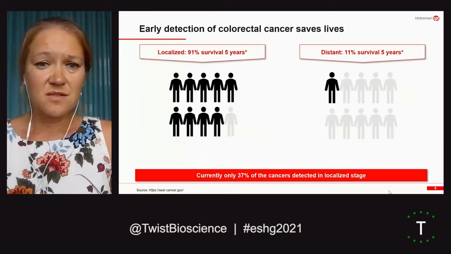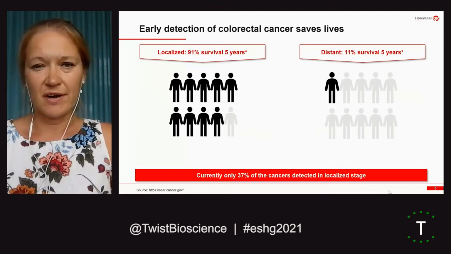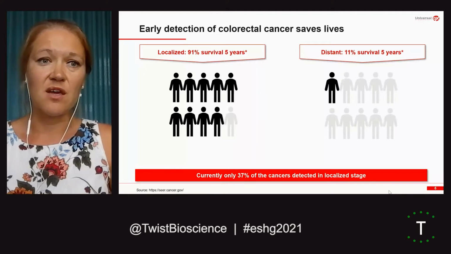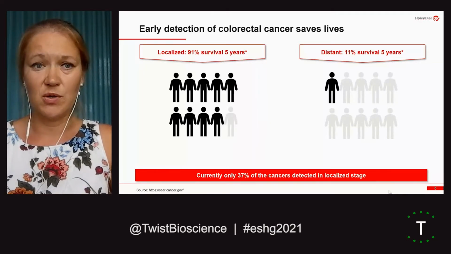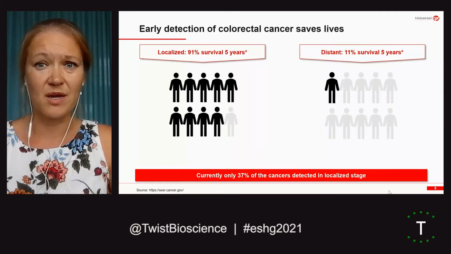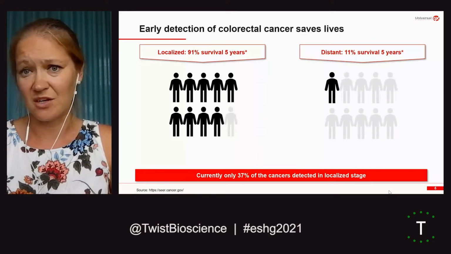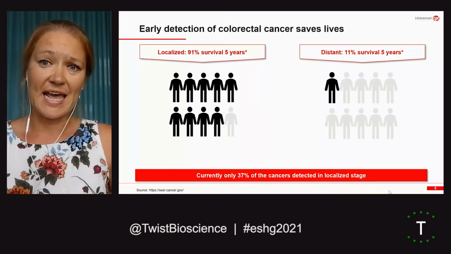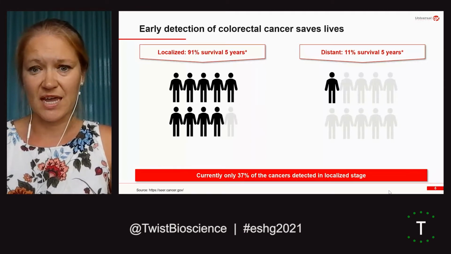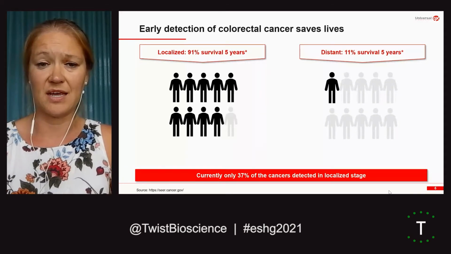So what's crucial for the colorectal cancer topic is the early detection. If the cancer is detected in localized stage, the survival rates are up to 91%, whereas when detected in distant and advanced stage, it's only 11%. Unfortunately, currently only about 37% of the cancers are detected in localized stage.